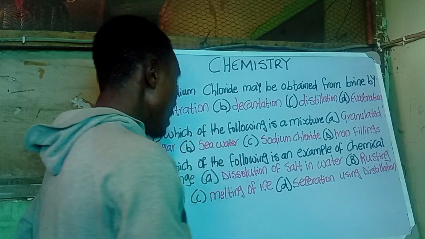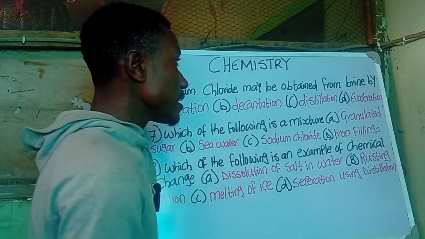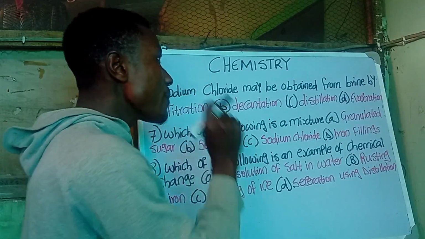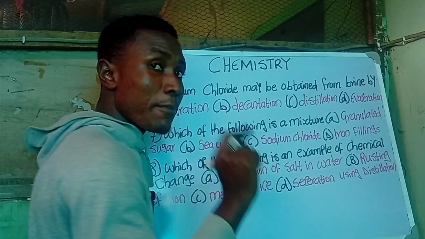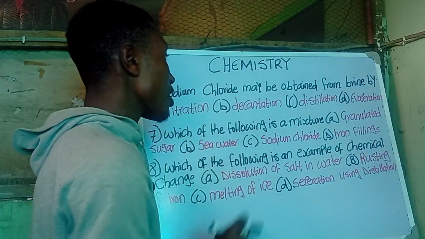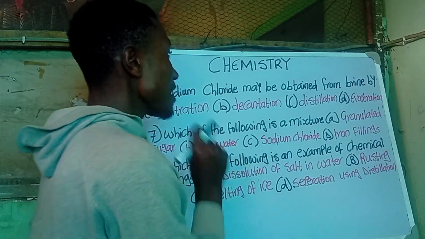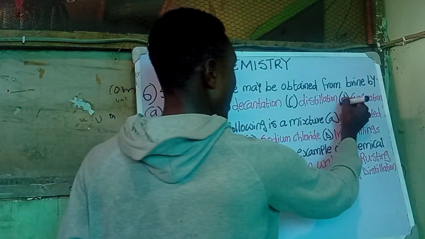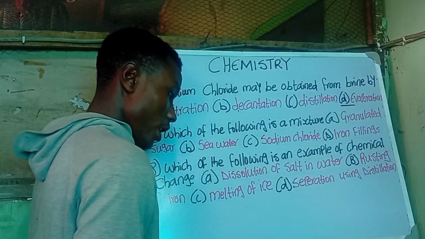Question number 6. It says sodium chloride may be obtained from brine by A, titration, B, decantation, C, distillation, and D, evaporation. The correct answer here is D, evaporation.